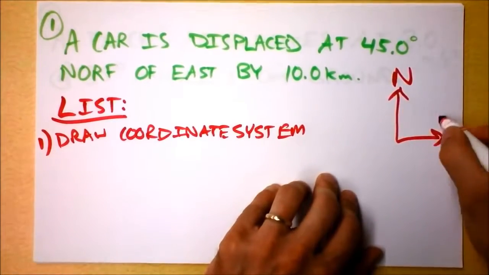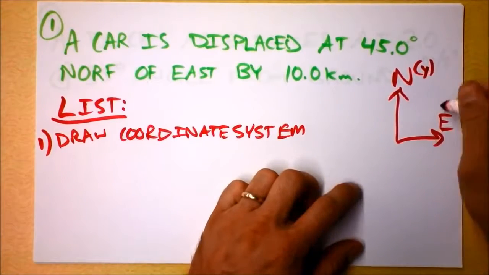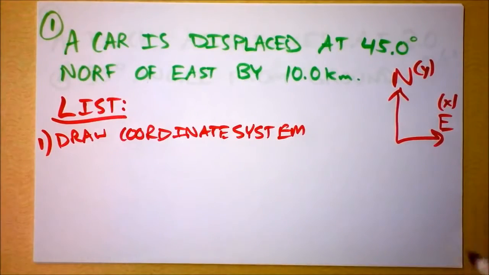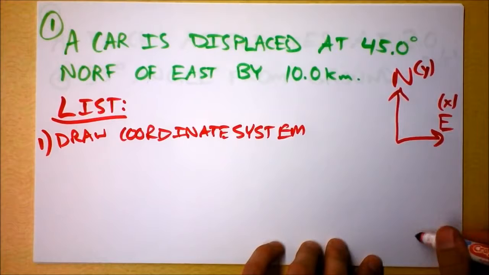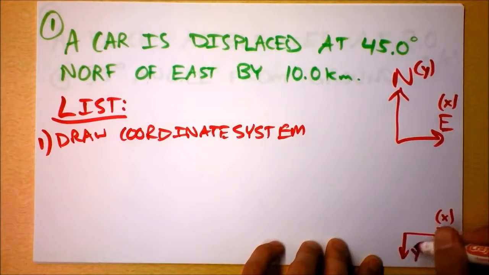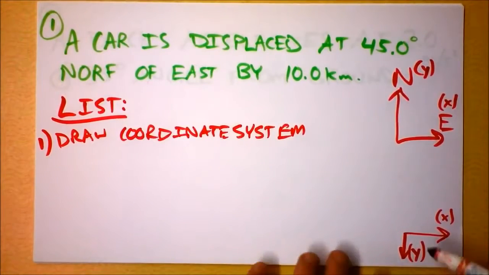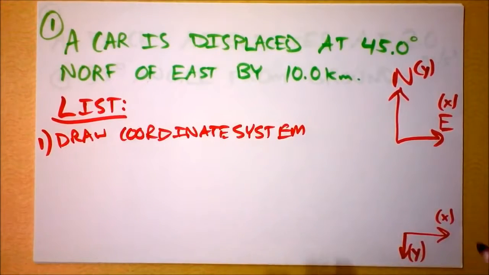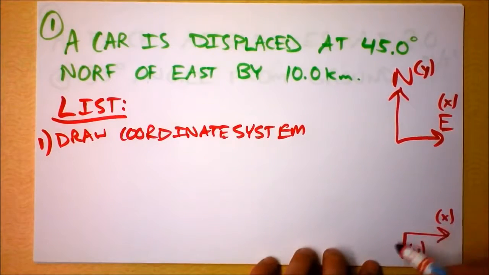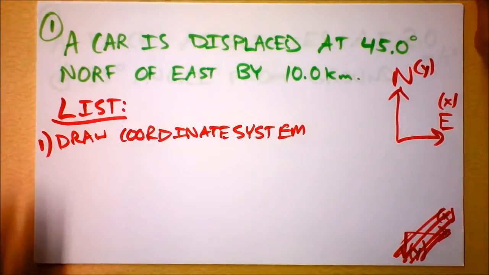I'd show north here and east here, and I'm going to associate this with my y-axis and this guy with my x-axis. Another thing that should not be done is drawing, for instance, some people like to draw x over here and then y down. That's called a left-handed coordinate system, and that's really weird. You would only want to do that in certain circumstances. This is like looking at the world upside down. Please don't do that unless you really do know what you're doing.